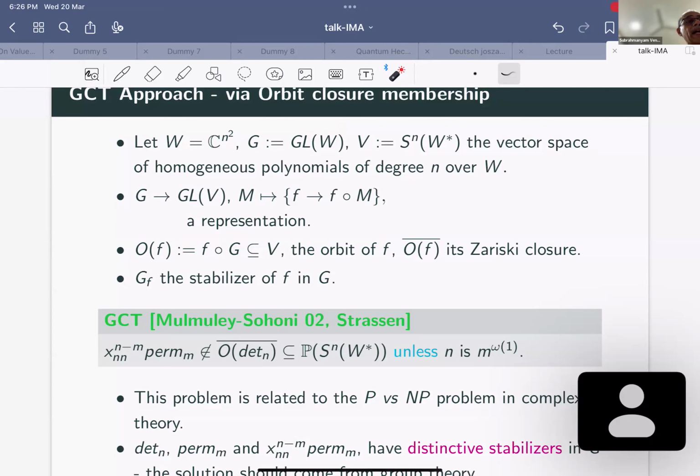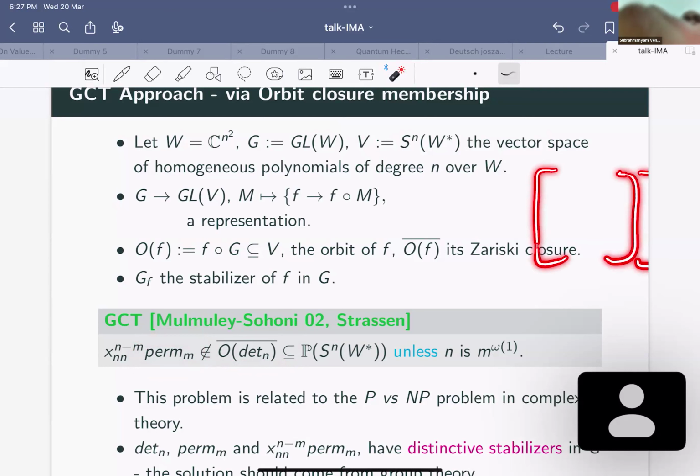Now, inside this vector space, I can look at any particular polynomial f and ask for its orbit closure. Viewed this way, I can ask for the orbit closure of the determinant polynomial, which is a polynomial in this vector space V. I can look at the orbit of the determinant polynomial under this GL(W) and look at its orbit closure. Now, the permanent polynomial is a polynomial of degree m in m squared variables.